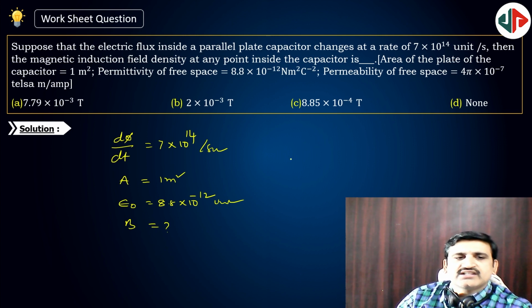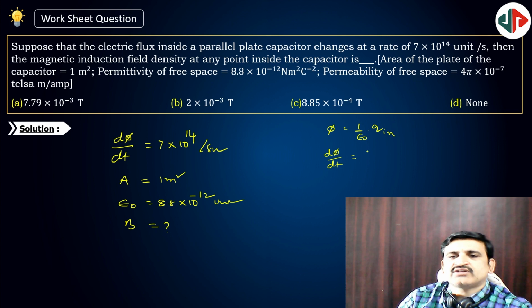Integral B dot dl is equal to, actually I can say that flux phi is equal to 1 by epsilon naught times the charge enclosed in it, right? So d phi by dt is equal to 1 by epsilon naught times dq by dt. dq by dt is nothing but I. So I by epsilon naught.